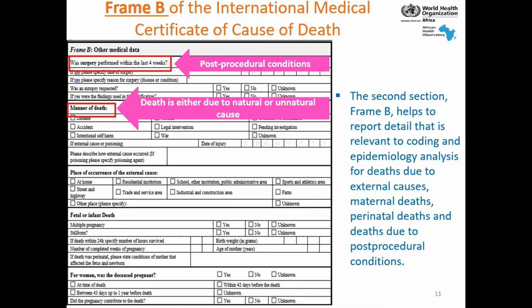And then of course there are the subtypes of the manner of death: is it disease, accident, intentional self-harm, legal intervention, and so on. So for instance, what would be a legal intervention? If somebody was sentenced to death by hanging and you are filling the death certificate for that person, then that becomes a legal intervention.